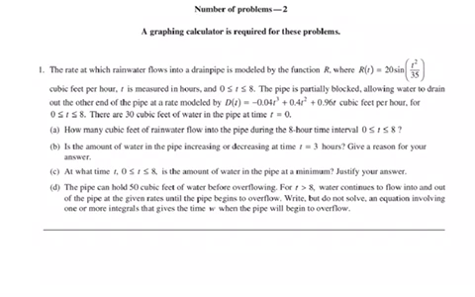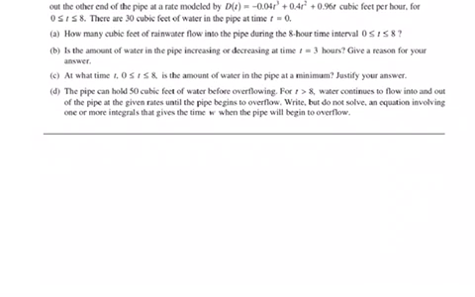Okay, let's look at 1C. At what time t between 0 and 8 is the amount of water in the pipe at a minimum? Justify your answer. So, if we're looking at this question here, what I need to realize is that this is the accumulation rate question.